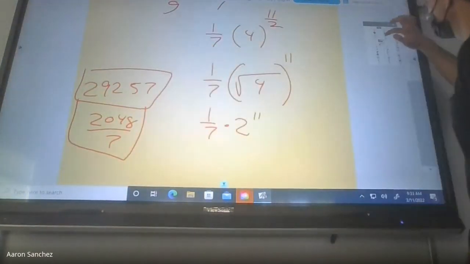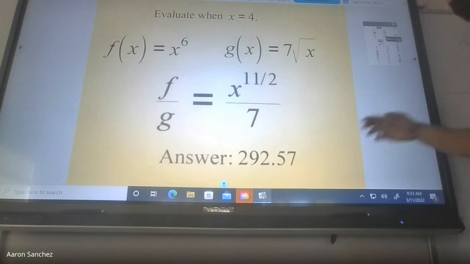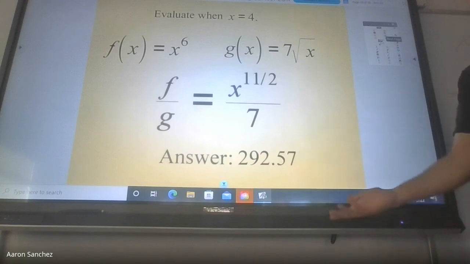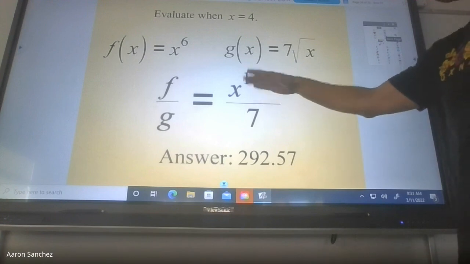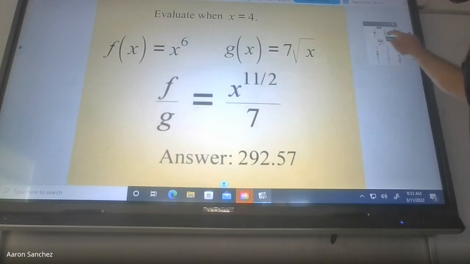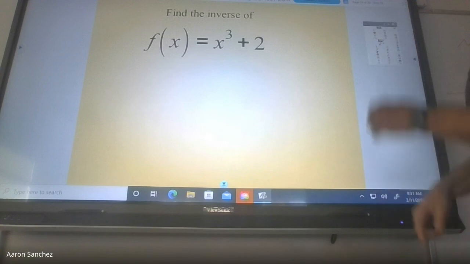We'll do this again on Tuesday, but look over the thing. 292.57, right? So either one of those answers I would take. Again, you can leave it like this and just divide by 7. And do find the inverse.